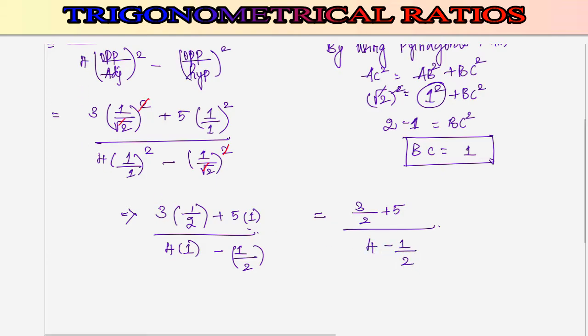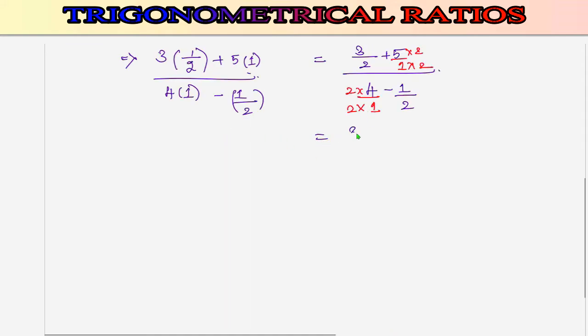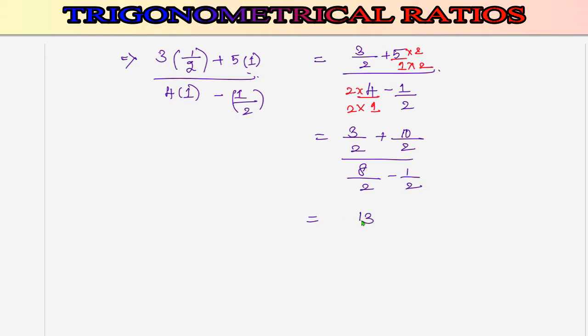Now you need to take the LCM. If there is no denominator, we need to consider it as 1. So the LCM is 2. I am going to multiply 2, and here also, if there is no denominator, you need to consider 1. I am going to multiply by 2 so that the denominator will become the same. Now we have 3 by 2 plus 5 2s are 10 divided by 2, 4 2s are 8 divided by 2 minus 1 divided by 2 is equal to 10 plus 3 it is 13 divided by 2, and in the denominator you will get 8 minus 1 is 7 divided by 2 is equal to 13 divided by 2.